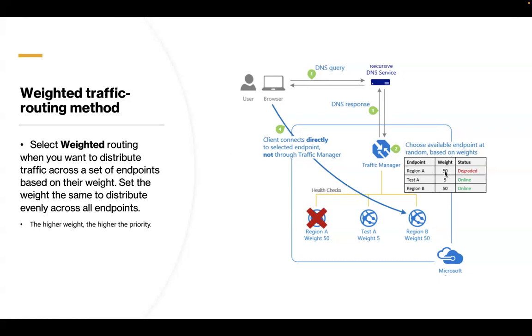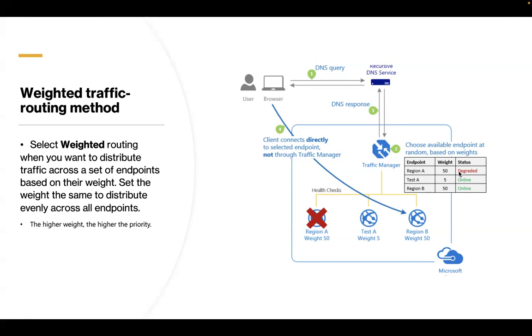If you see the numbers, region A is given weight 50, region B is also given weight 50, whereas test A is given 5. That means if there are 105 requests, 50 requests will go to A, 50 requests will go to B, and 5 requests will go to test A. So basically, the higher the weight, the higher the priority. Both region A and region B will take an equal number of requests, and very few requests will go to test A.